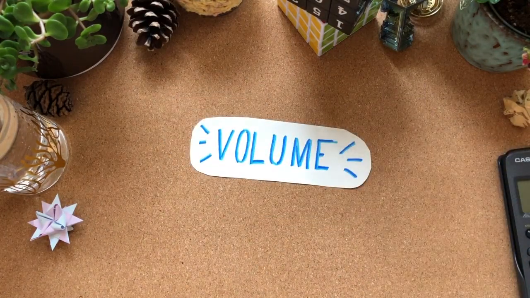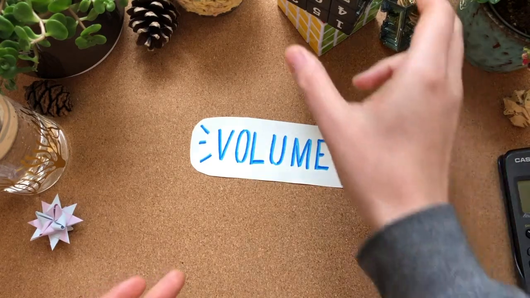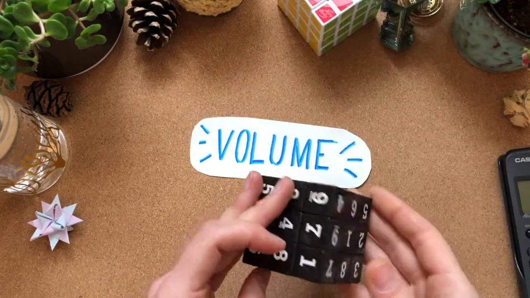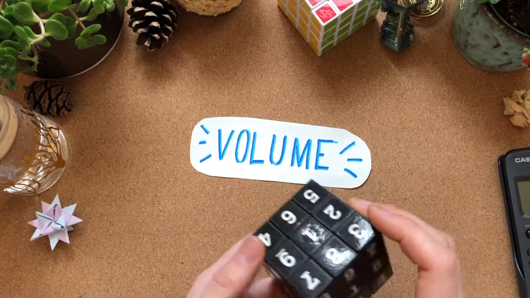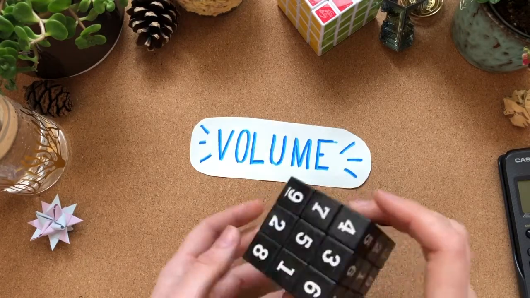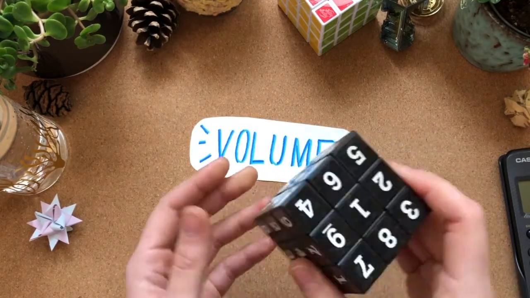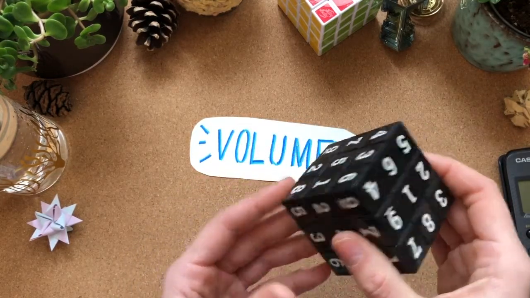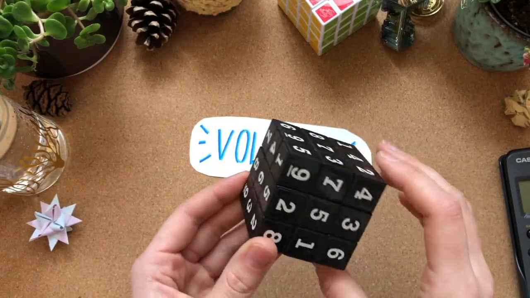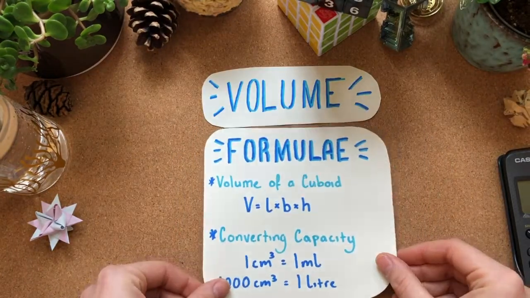Today, volume. So volume is what happens when you have a three-dimensional shape, like a cube or a cuboid, which is what we're going to be focusing on today. And the volume describes how much space it takes up. So it's like area, but 3D. Here are the formulae that you will need.